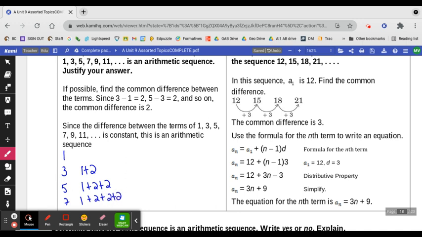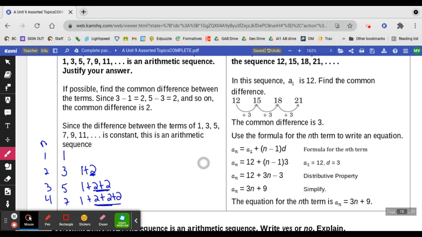If I think of this as a chart where n is the term number, my term numbers always increase by 1. So 1, 2, 3, 4. My second term has one 2. My third term has two 2s. My fourth term has three 2s.